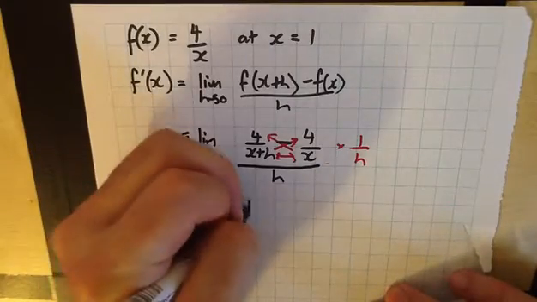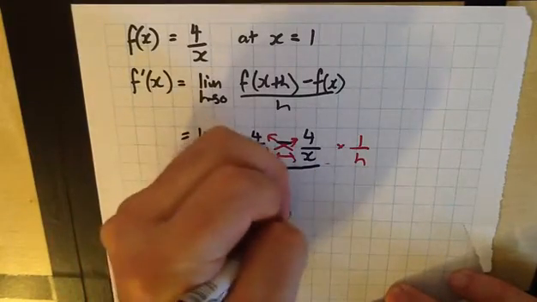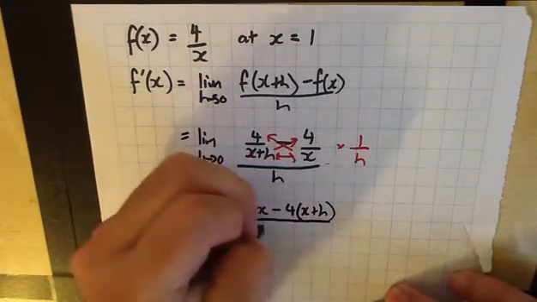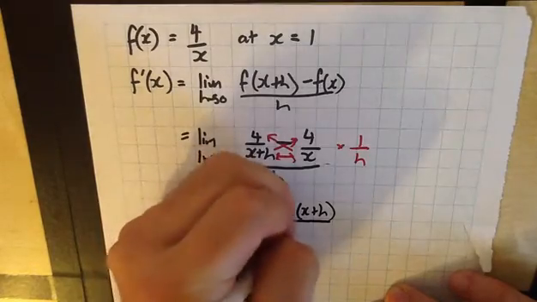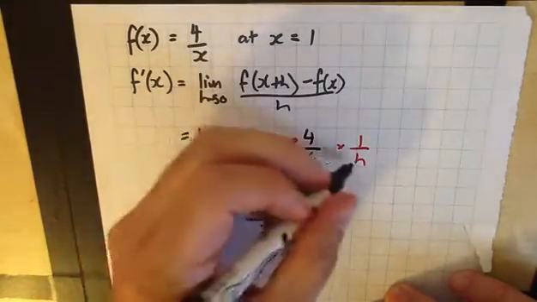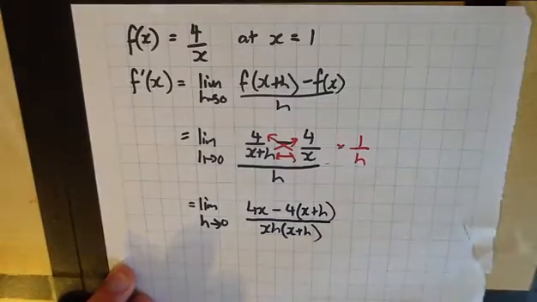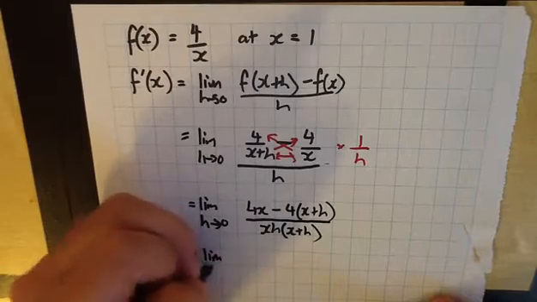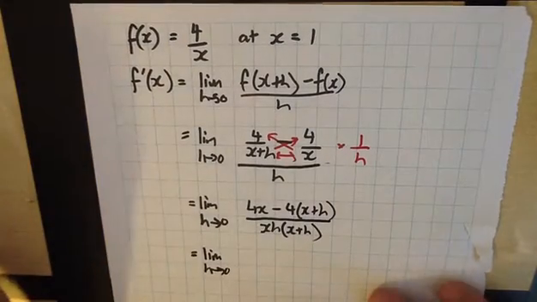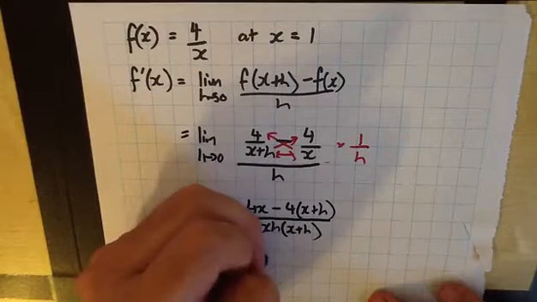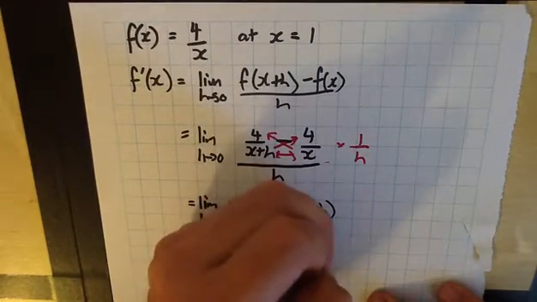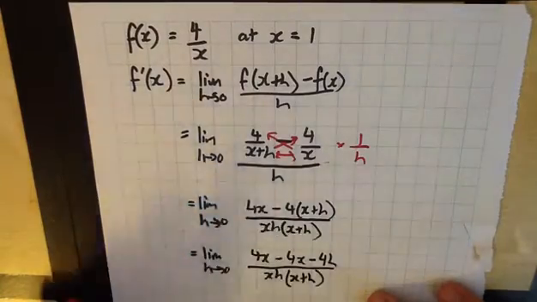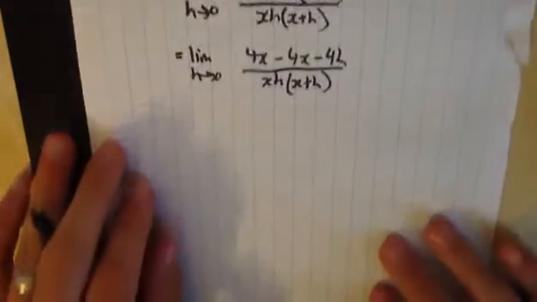So what I end up with is 4x subtract 4 times x plus h, all over x times h times x plus h. That's x times h times x plus h. Okay, so that neatens it up a bit. From there I can expand the brackets at the top. Don't do anything to the bottom, there's no point, it just makes things messy. It's in the form you want at the moment, so I get to there.